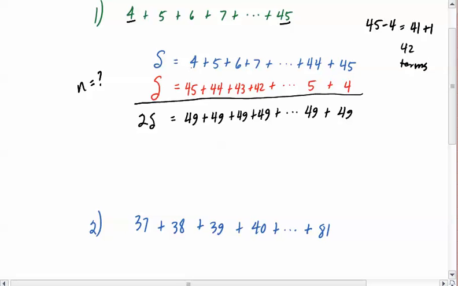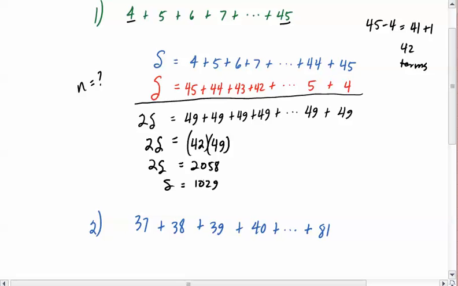So here's what we can say. 49 is showing up there 42 times, right? So I would rather not add 49 together 42 times. I would rather just multiply by 42. So we get 2s is equal to that. Well, then what I get is 2s is equal to 2058, and then I get that s, the sum of all of those, is 1029.